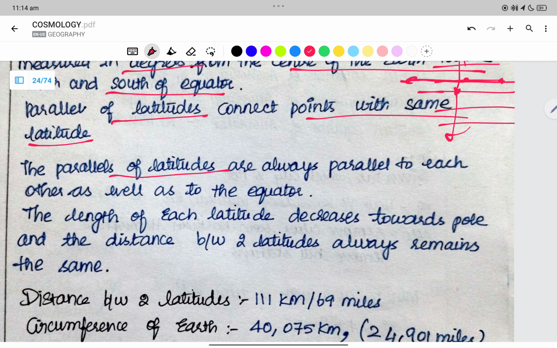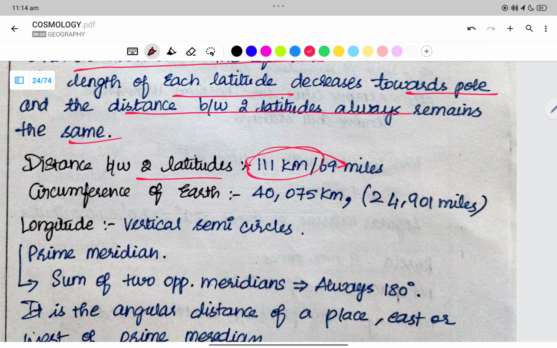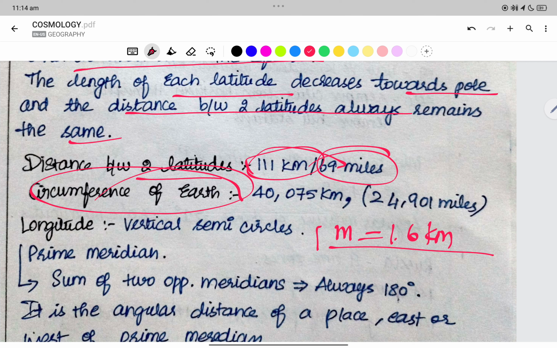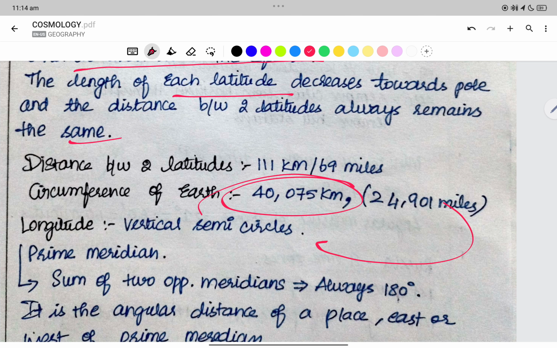Parallels of latitude are always parallel to each other as well as to the equator. The length of each latitude decreases towards the pole, and the distance between two latitudes always remains the same. The distance between two latitudes is 111 kilometers or 69 miles. 1 mile is 1.6 kilometers. The circumference of the earth is 40,075 kilometers, a complete circle.